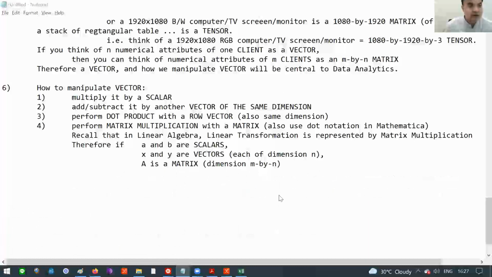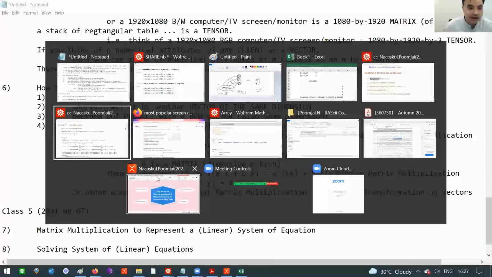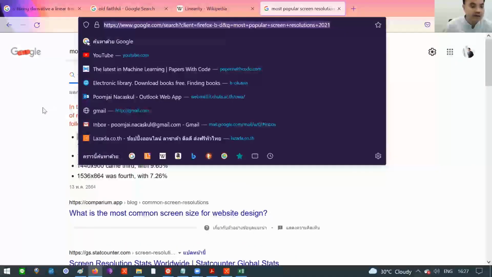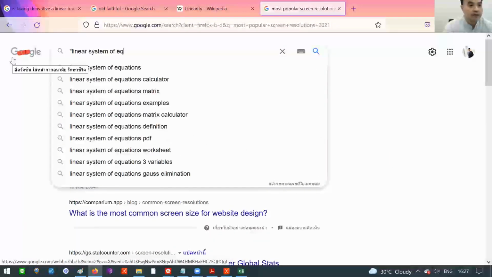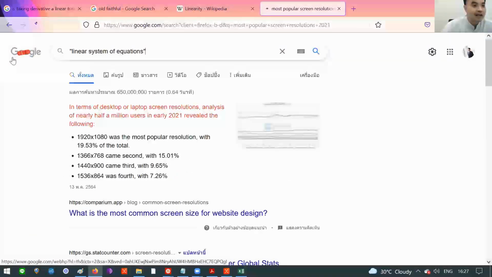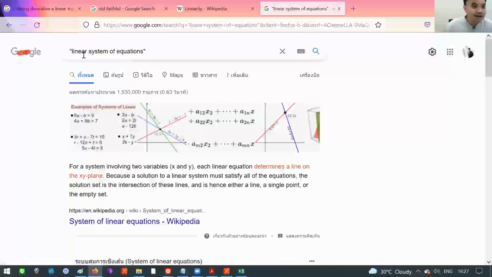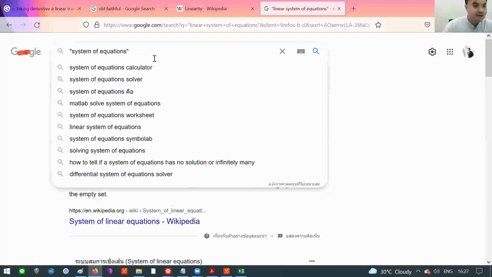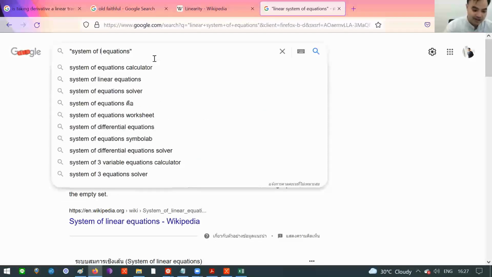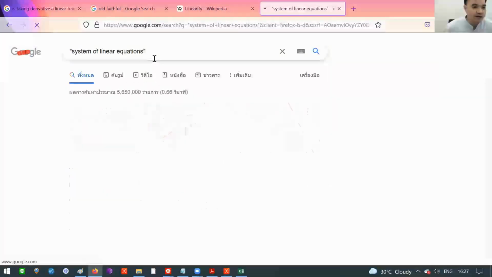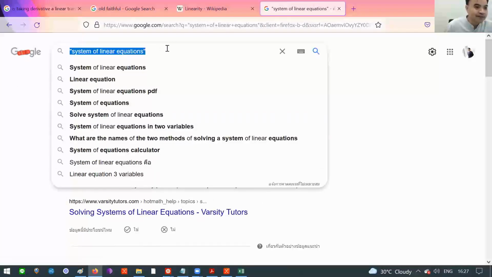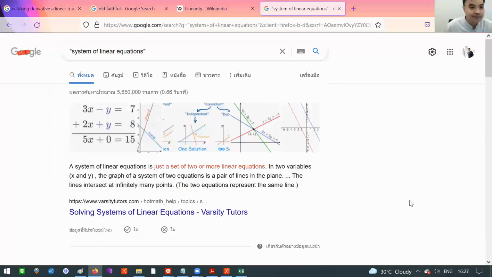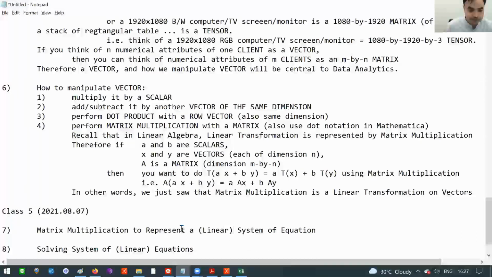Now let me do a Google count real quick. I kind of forgot which is better. Linear system of equations gets 1.5 million, versus system of linear equations, which is actually better. Good, so Google has it right, because this is technically more correct: system of linear equations. But I've seen it written both ways.